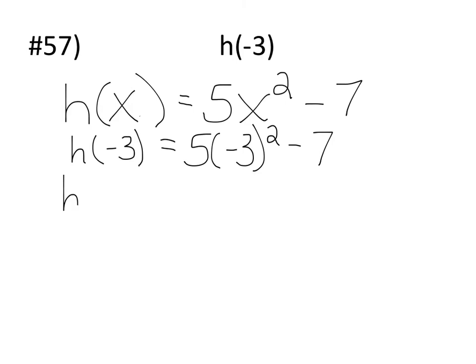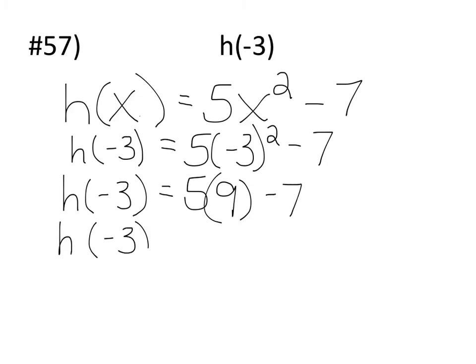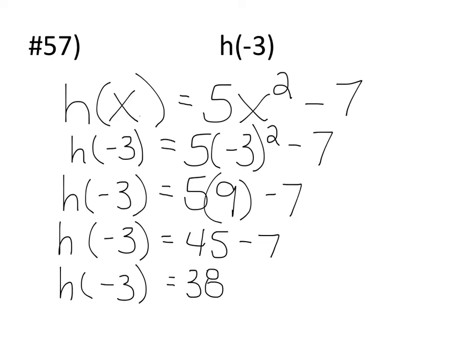Okay, so the first thing I'm going to do is square negative 3. So I get 5 times 9 minus 7, because negative 3 squared is positive 9. So that's 45 minus 7. So h of negative 3 is, what is that, 38? Okay.